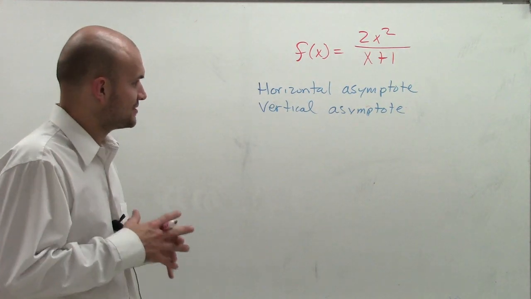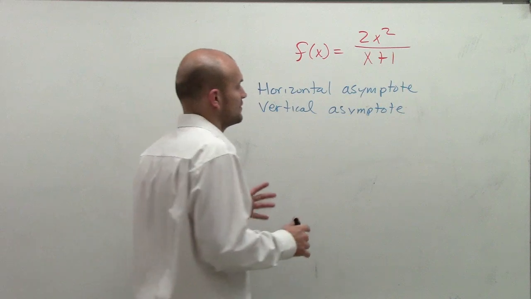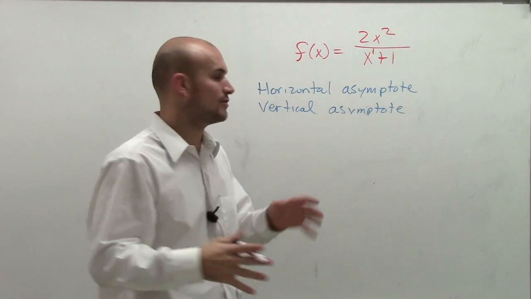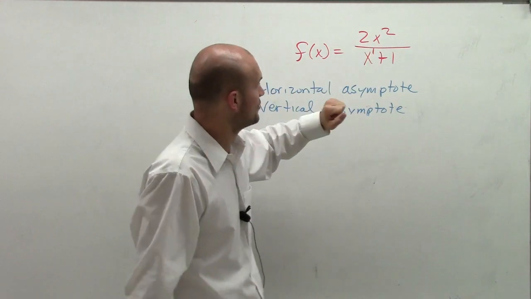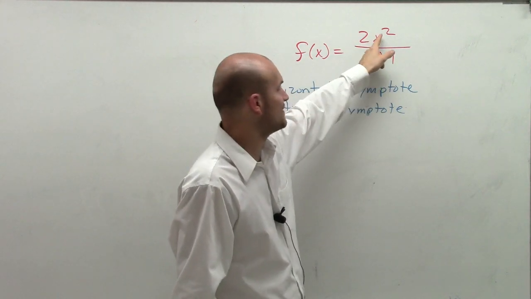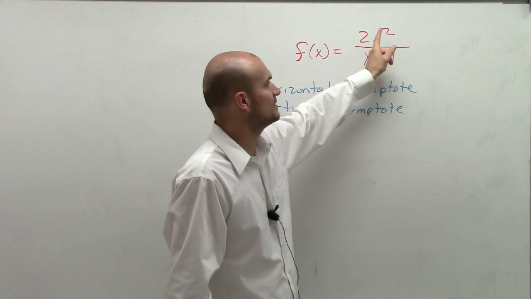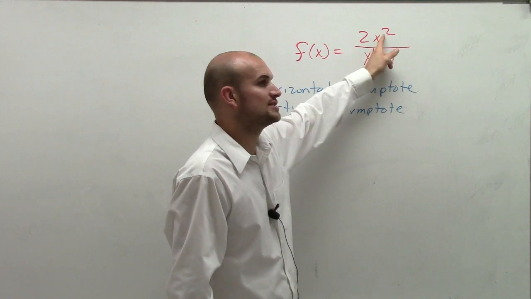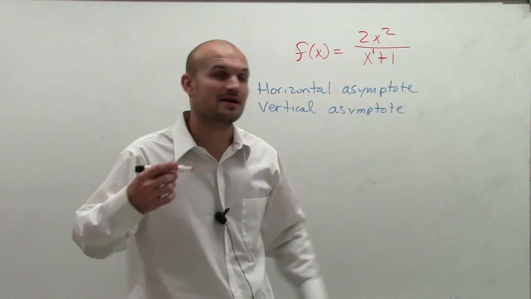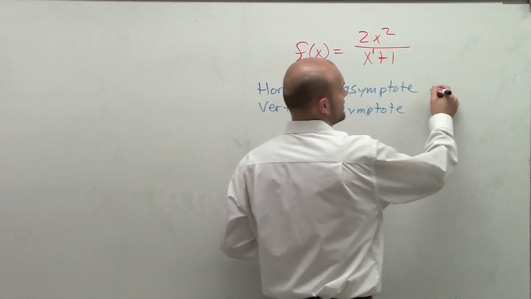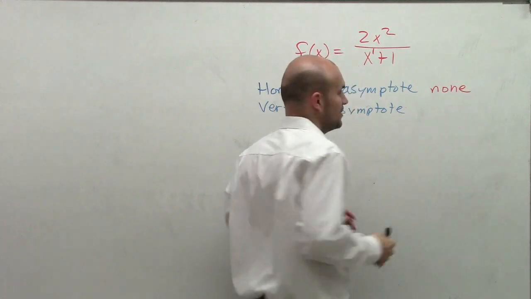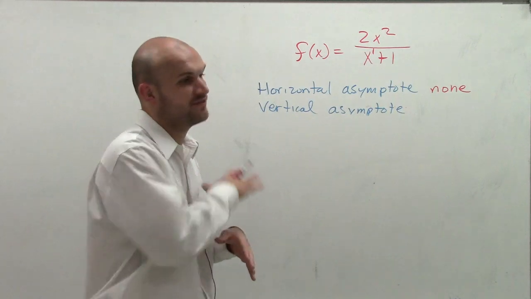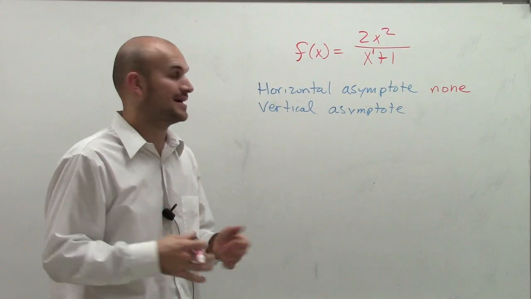But to do the horizontal test, we're going to look at the exponents of our two polynomials. So in this case, we want to make sure they're in descending order, and then we're going to compare the two. Now, in this case, since the exponent of my leading term is larger in the numerator than in the denominator, then I do not have a horizontal asymptote. What I might be able to create is what we're going to call a slant or an oblique asymptote. But as far as a straight line horizontally, I'm not going to have one.